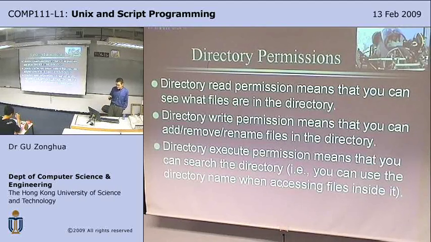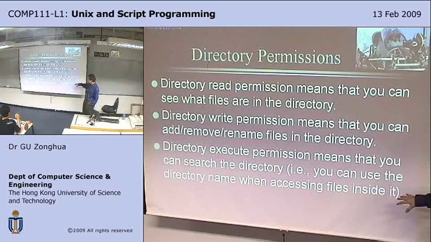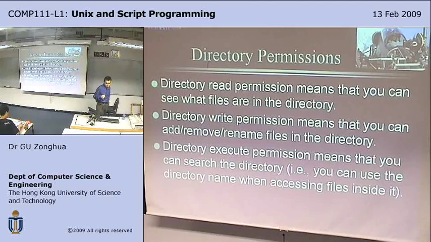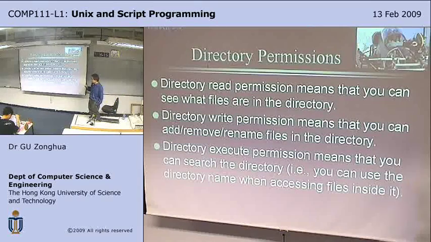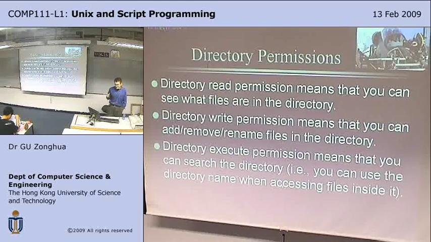Directory execute permission means that you can search the directory. That is, you can use the directory name when accessing files inside of it, but you cannot list the content. That is, if you know the file name within the directory, you can go to it, you can see it, but you cannot list all the files to see what is in the directory.